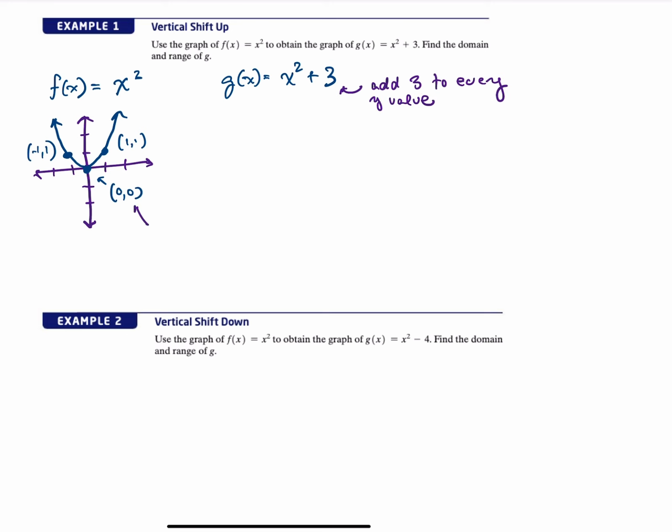So any y value we see here for these points, our resulting graph, we should add 3 to each of those. And that can help us see if we have the right position. But you can also just imagine picking this graph up and moving it up 3 units. So let's create our true graph here.